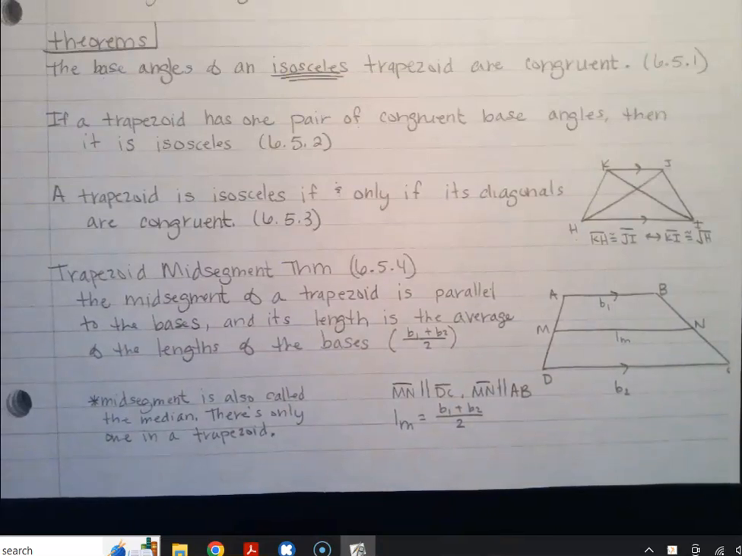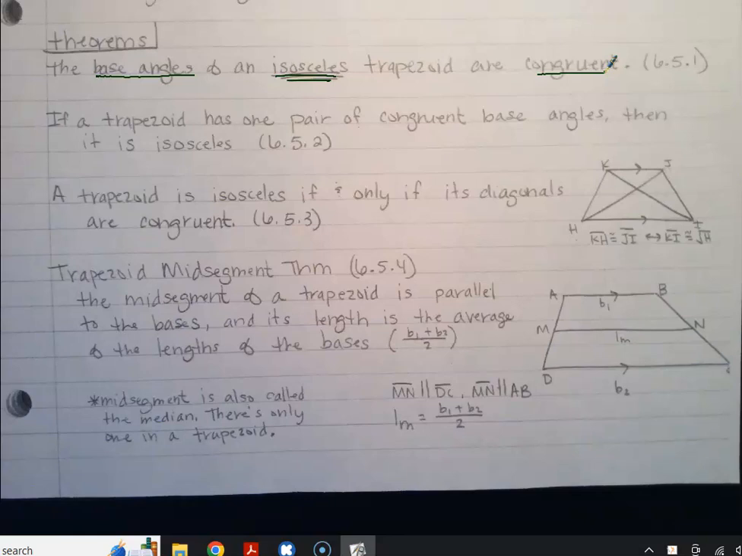All right, so then let's look at the trapezoid theorems. The base angles of an isosceles trapezoid are congruent. Wasn't that the question you just asked? The base angles of an isosceles trapezoid are congruent. Didn't you just ask that? Yeah, and we said yes.